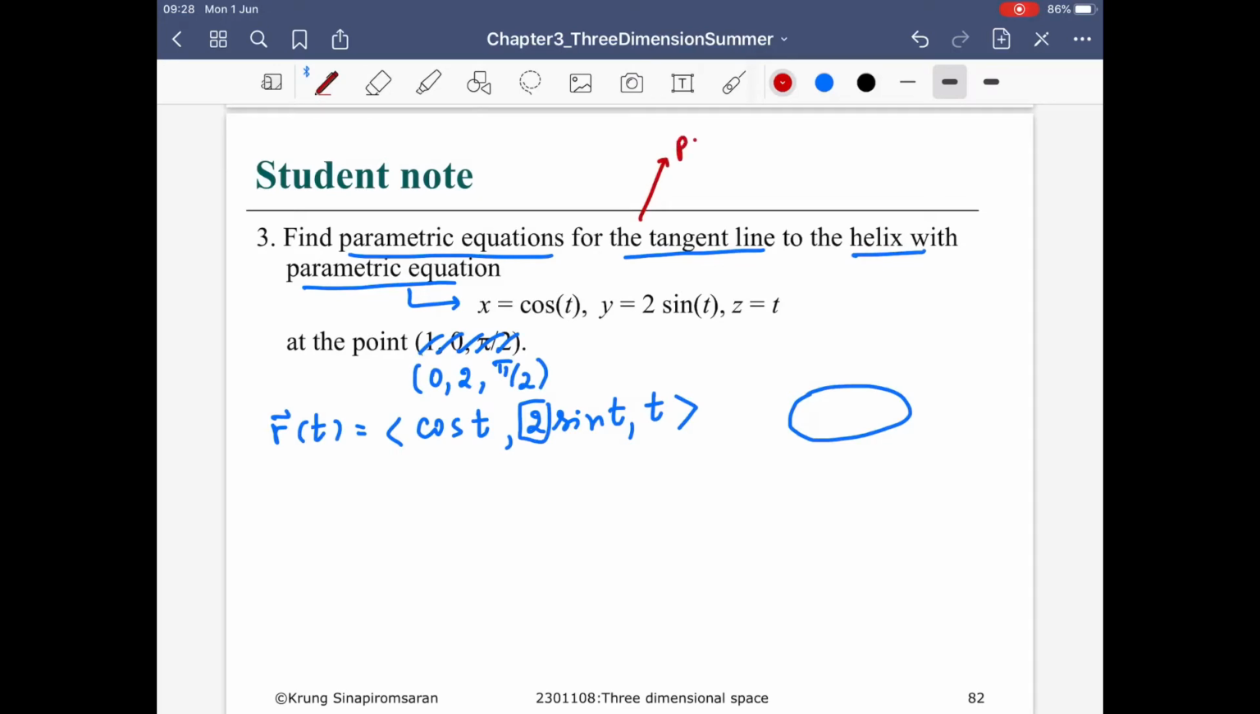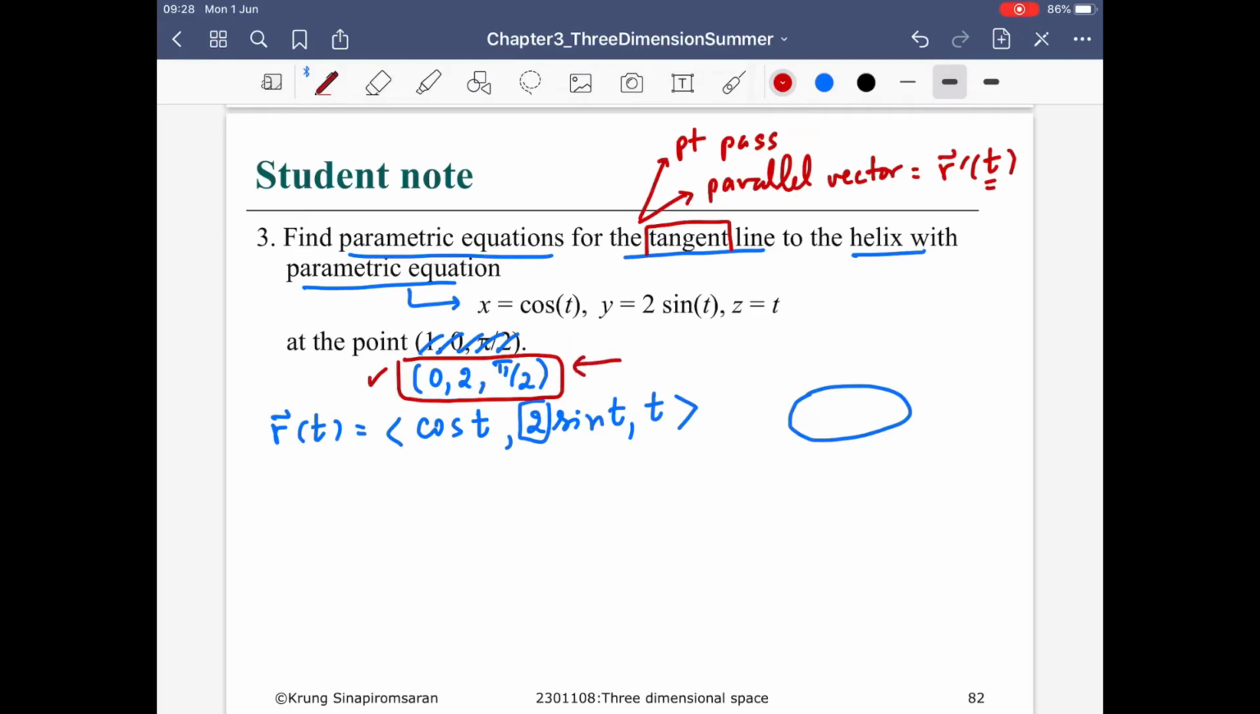We need the point that it is passing through, which is given here. It is a typo, so let me just change it to be this point. And then you need the parallel vector. The parallel vector is a vector that must be tangent, so it is the same as your r prime t at a particular point t that you're considering. So of course it must be at this point.